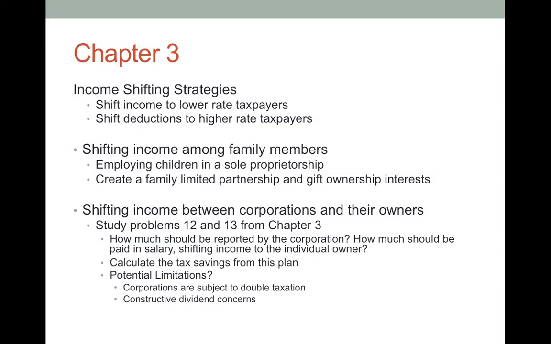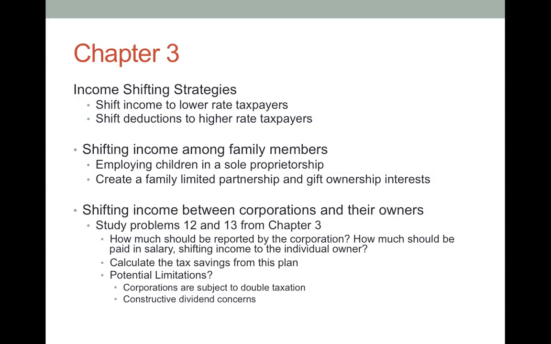The first thing that I would expect that you could do is tell me how much income should be reported by the corporation and how much should be paid in a salary and shifted to the individual taxpayer. So that's the first thing. How much income should be reported by the corporation, how much income should be reported by the taxpayer. So that's item 1. The second thing I would expect that you could do is to tell me the tax savings from implementing a plan like this.